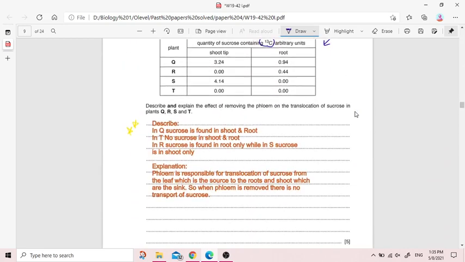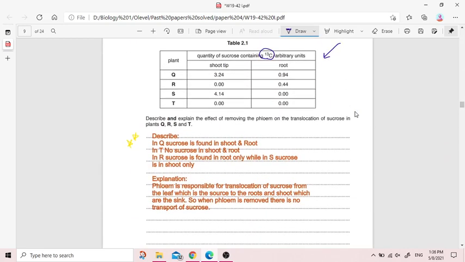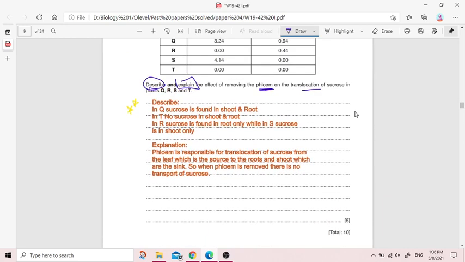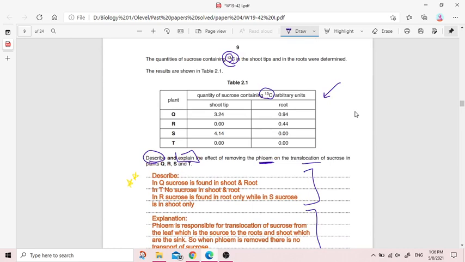طيب السؤال بيقول لي describe and explain the effect of removing the phloem on the translocation of sucrose. يبقى there is 5 marks for it. So part of the question should answer the describe and part should answer the explain. In description, you describe the table. Just observation. I will observe and describe the table.